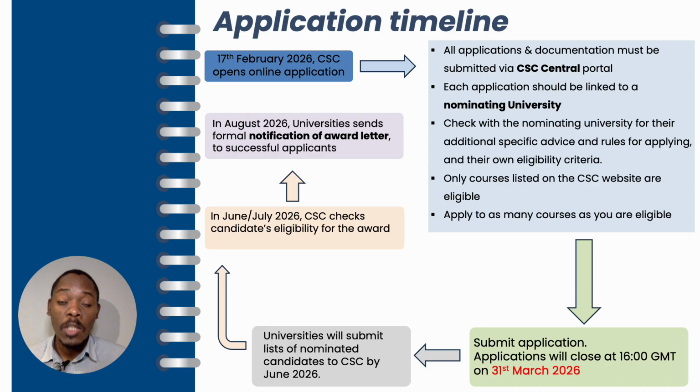And by August 2026, the universities themselves are going to communicate with you by issuing what they call a notification of award letter, saying that you've been awarded the scholarship, which is the Commonwealth Distance Scholarship, for you to learn at that respective university. So this is the process that you should be expecting. Once you apply, expect to hear from the commission or the university around August. That is when you are going to hear from them if you've been awarded or not.